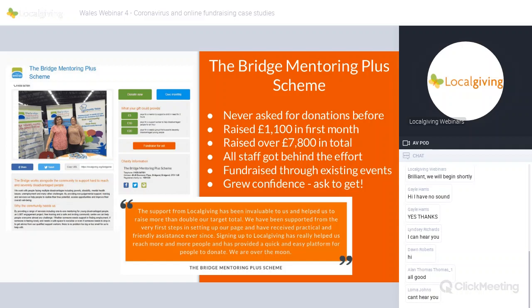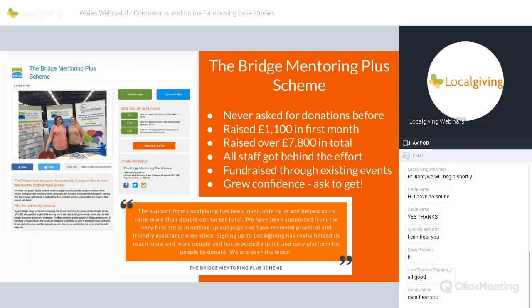From that point, with their increased confidence, all of the staff got behind the effort. They all had training. They all divided up responsibilities. And they really fundraised through existing events as well. So they often did various community coffee mornings and things like that.